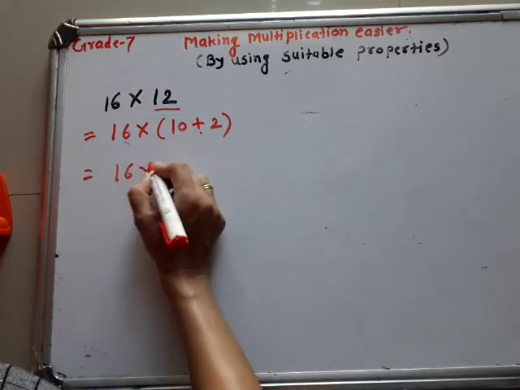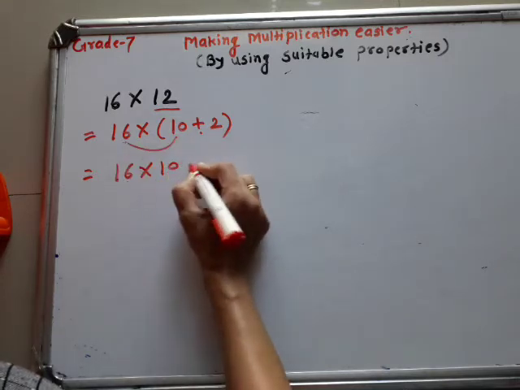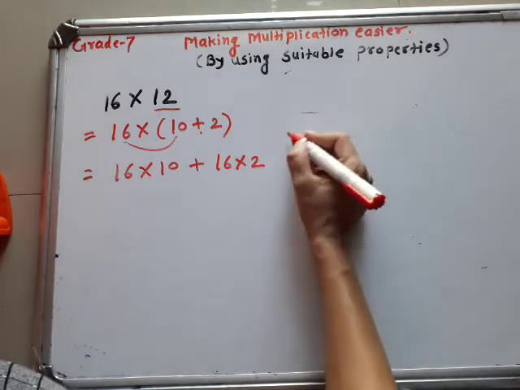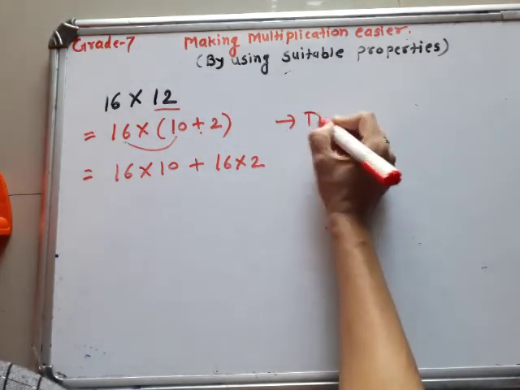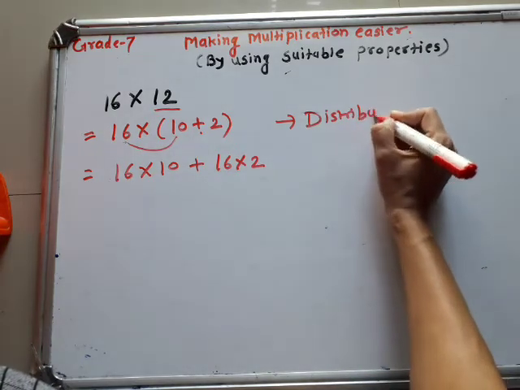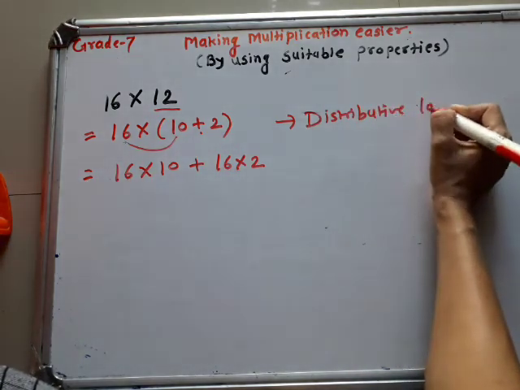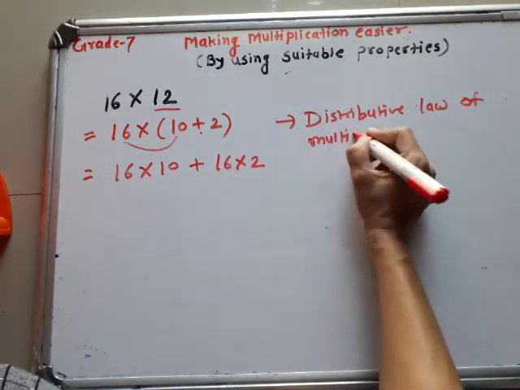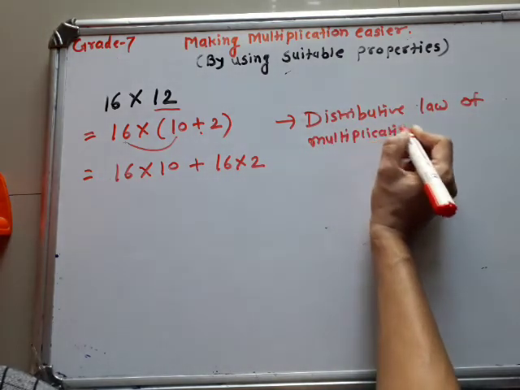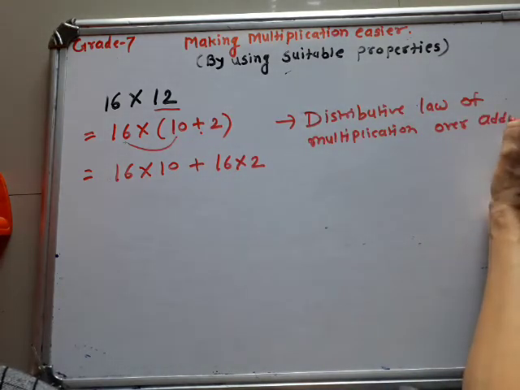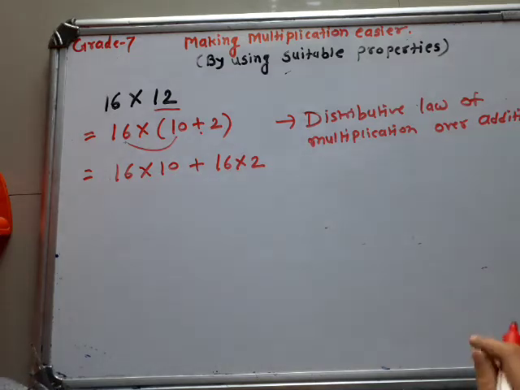Sorry, we solve this: 16 multiply by 10 plus 16 multiply by 2. Which property do we use here? Here you have to use the distributive law of multiplication over addition. This is the distributive property.